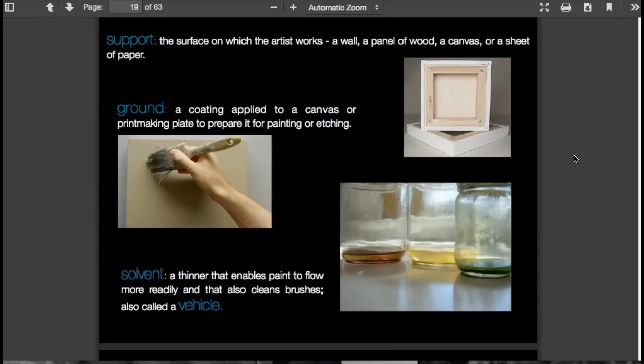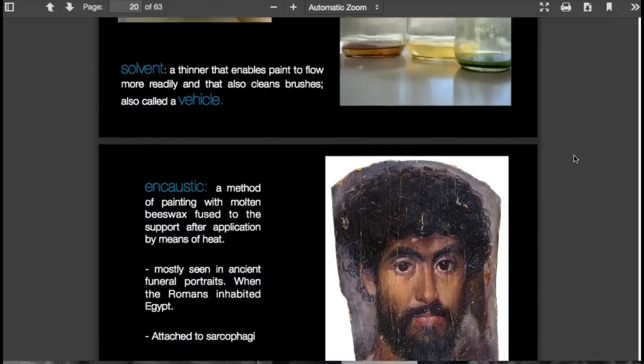It prepares the support to receive the material that you're going to be using. And then in painting, it's really important to know this term solvent and vehicle. These can be kind of synonymous at times. This is something that thins out the paint, enables it to flow more readily, and we can also use it to clean our brushes. This is also called a vehicle because it serves to move the paint around the canvas, right? You have to thin out paint to get it to really spread nicely.